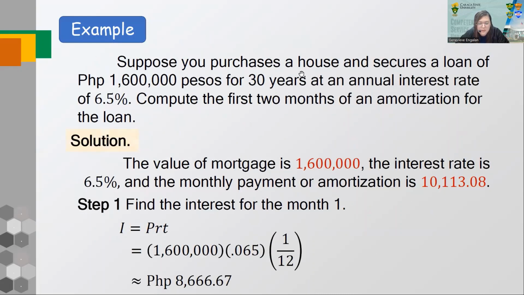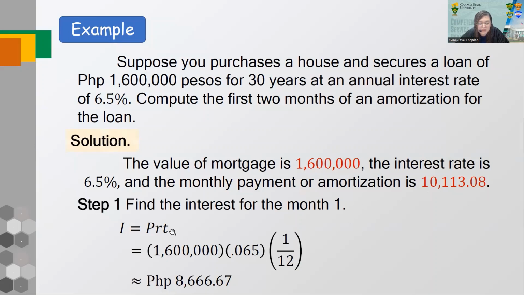Let's just go to the example. Okay, suppose you purchase a house. Here is my example. You purchase a house and secure a loan of 1.6 million for 30 years at an annual interest rate of 6.5%. Compute the first 2 months of the amortization of the loan. So our loan is 1.6 million, and we computed earlier that our payment per month is 10,113.08.